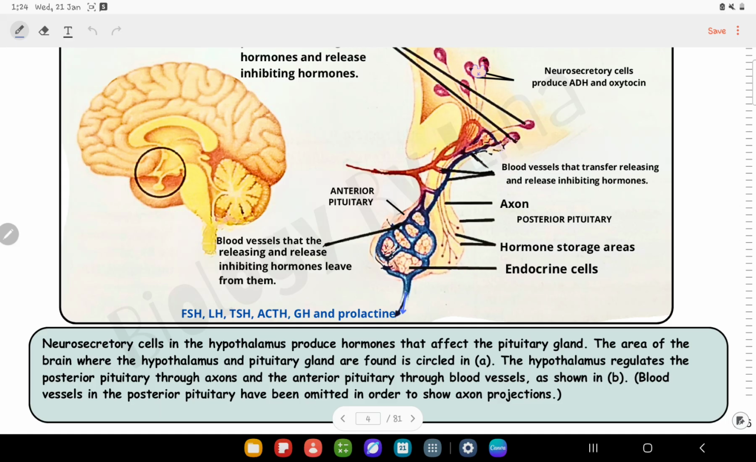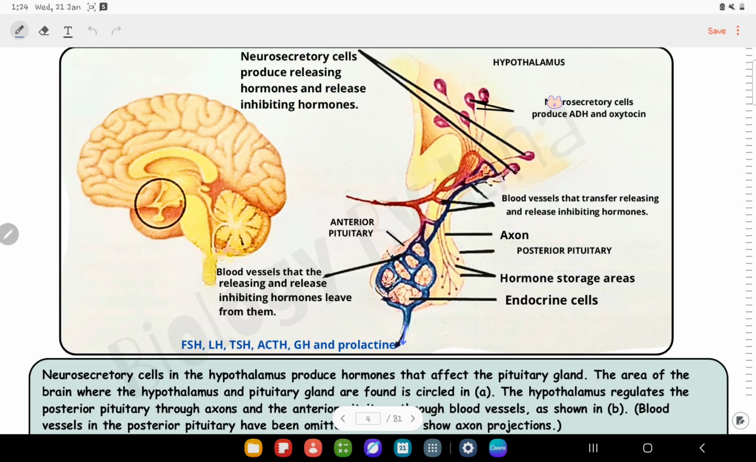In the hypothalamus, we have these neurosecretory cells. What do we mean by neurosecretory cells? They are nerve cells that secrete what? Secrete hormones. So we can say these nerve cells secrete hormones. The hormones that are secreted by nerve cells in the hypothalamus are ADH and oxytocin hormone, and they also produce RH and RIH hormone. What are RH and RIH hormone? They are releasing hormone and release inhibiting hormone.